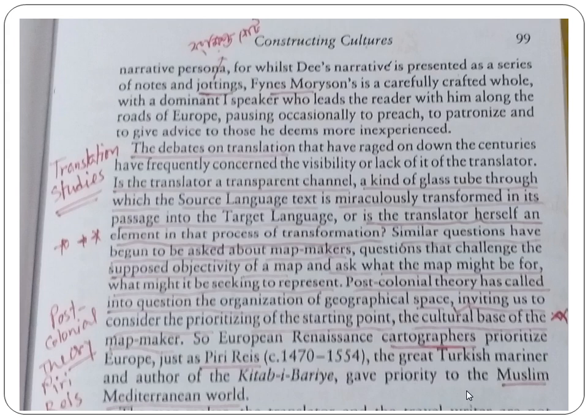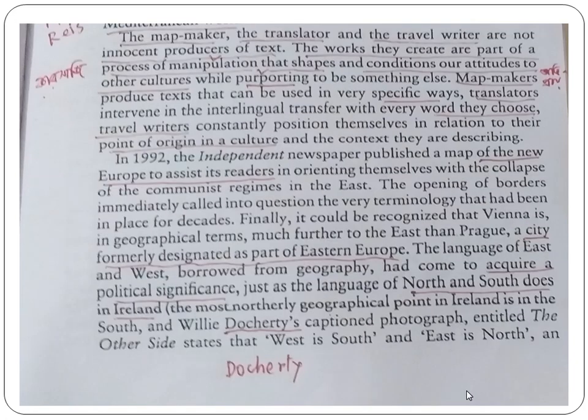And again the map maker, we see another map making, that is the Piri Reis. Actually this cartographer, এই ম্যাপ মেকার ভ্রমণ করলেন যে জায়গাগুলোতে মুসলিম ডোমিনেটেড এরিয়া in the Mediterranean world. So actually this map making will be done according to the map makers. So the map maker, the translator and the travel writer are not innocent producers of text.